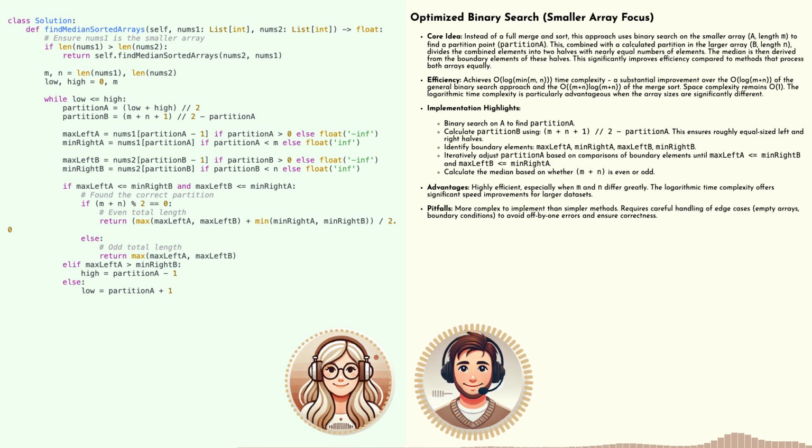Welcome back to AI.Code.Cast. Before the break, we were talking about focusing on the smaller array for binary search. Right. It's a bit counterintuitive, but it can make a big difference. Yeah, I'm still trying to wrap my head around why it matters which array we choose for our binary search.